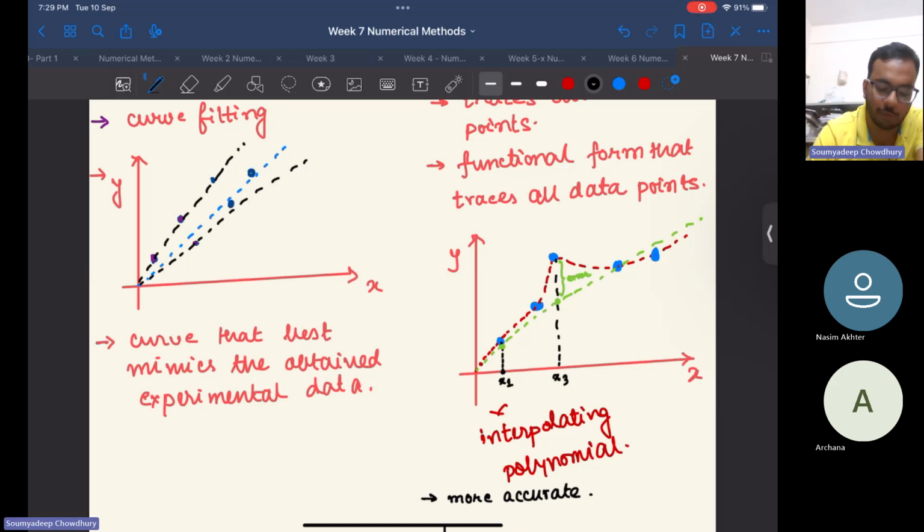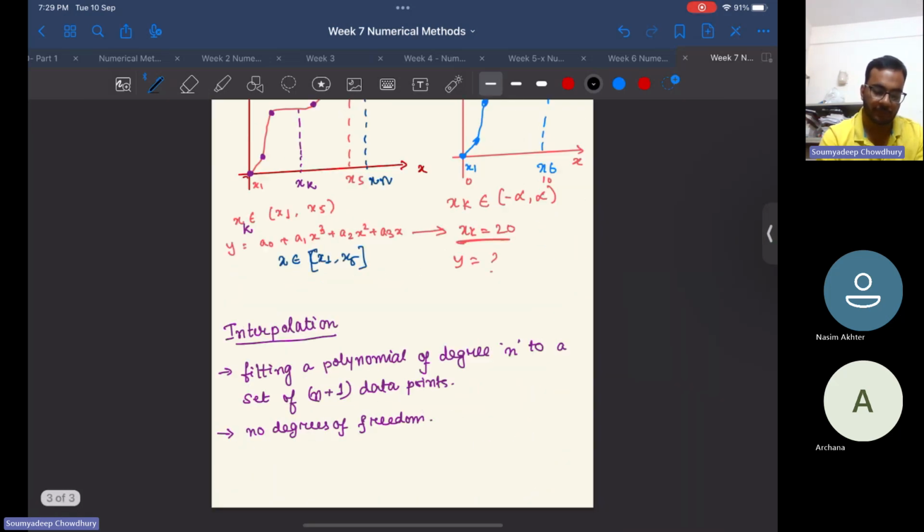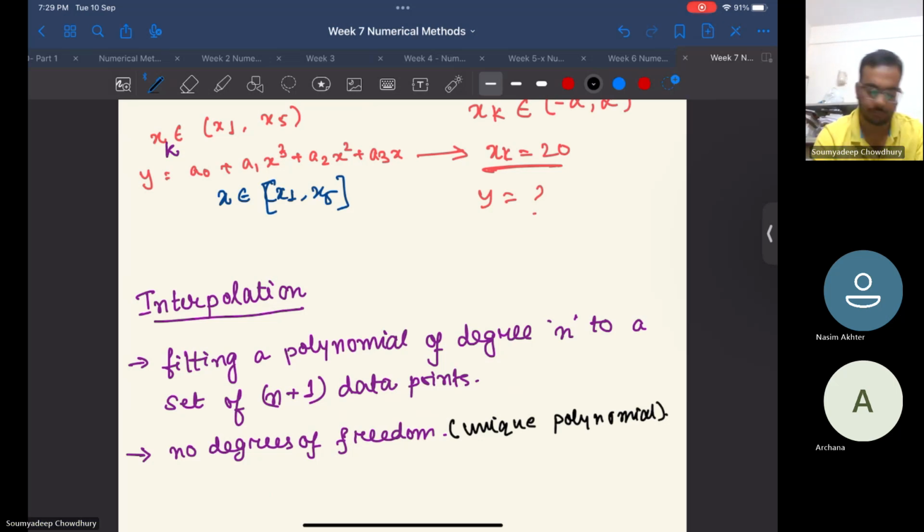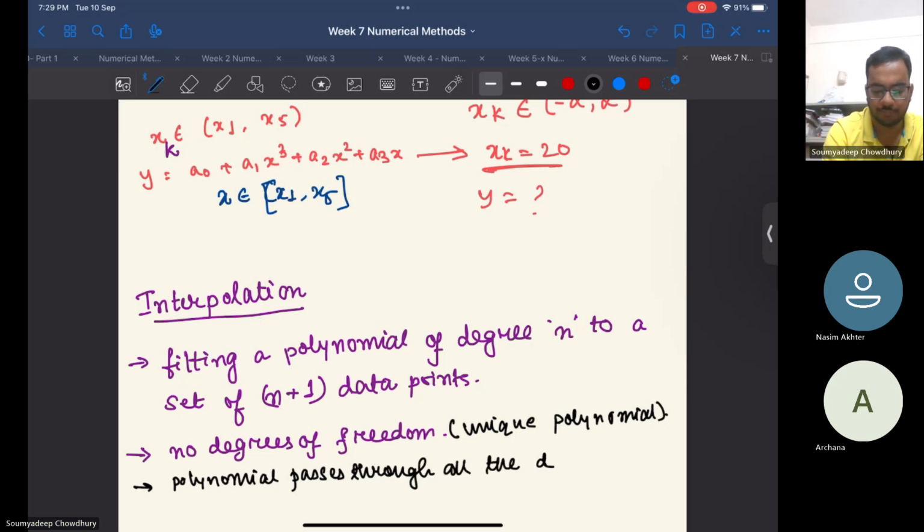However, in interpolation, what happens? The curve should pass through all the data points, and only one curve is possible. Only one unique curve is possible which passes through all these data points. So basically in interpolation, we have no degrees of freedom. That is, we get a unique polynomial. Is it clear? Yes, it is clear. The polynomial passes through all the data points, right?